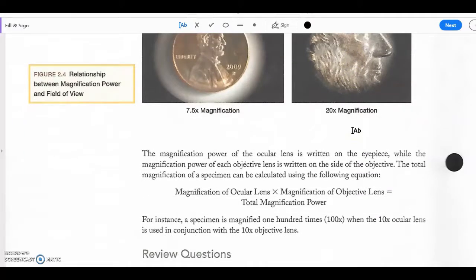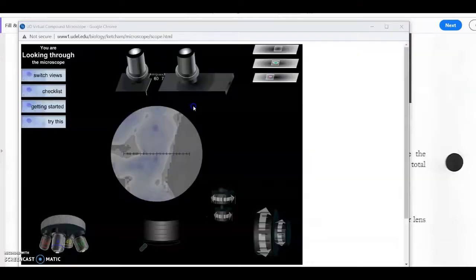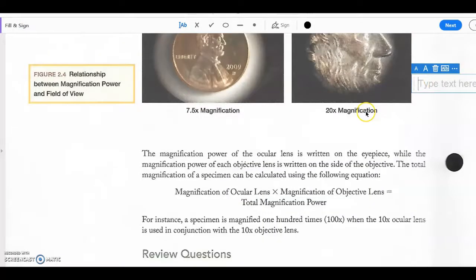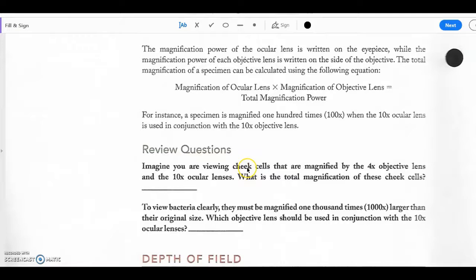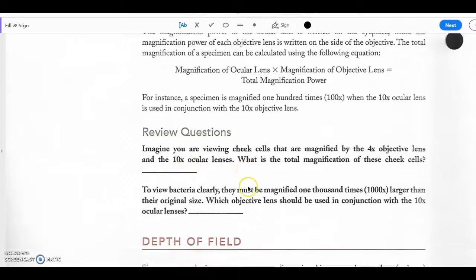And how do you calculate the magnification power? Well, let's take a look here. So we've got 40x objective here at the bottom, and our eyepieces or ocular lenses are 10x. So it's 40x multiplied by 10x, which will give us 400. So if we use 100 times magnification, it's 10x ocular lens and 10x objective lens. So cheek cells, if we look at them via 4x objective and 10x ocular lens, what's the total magnification? Well, we need to multiply 4 by 10 and get 40.